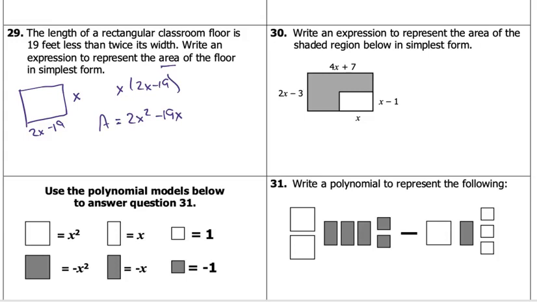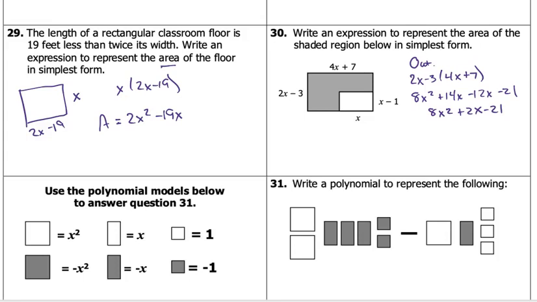Number 30, write an expression to represent the area of the shaded region below. Oh, shaded regions. Yes, yes. This is where we get the outside and the inside, and we take the inside out. So we'll start with the outside. So the outside, or the largest, is going to be 2x minus 3 times 4x plus 7. So let's go ahead and find that. That's going to be 8x squared plus 14x minus 12x minus 21. We'll simplify, so 8x squared plus 2x minus 21. That's the outside.